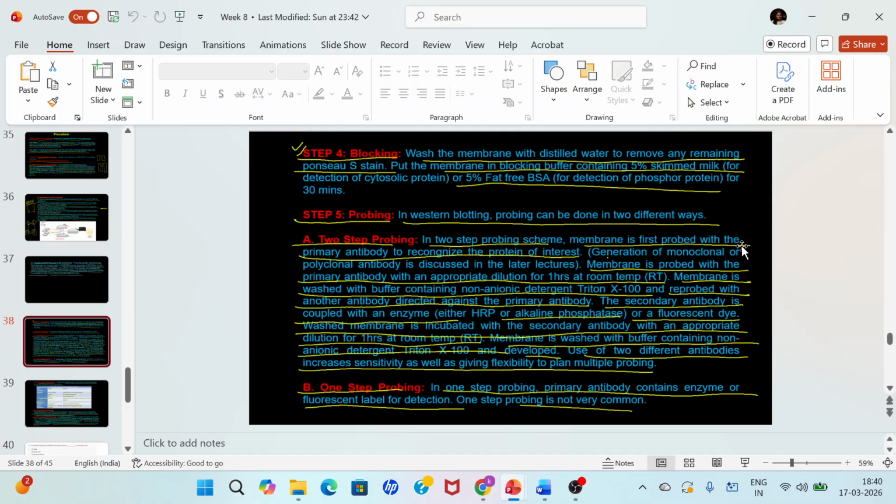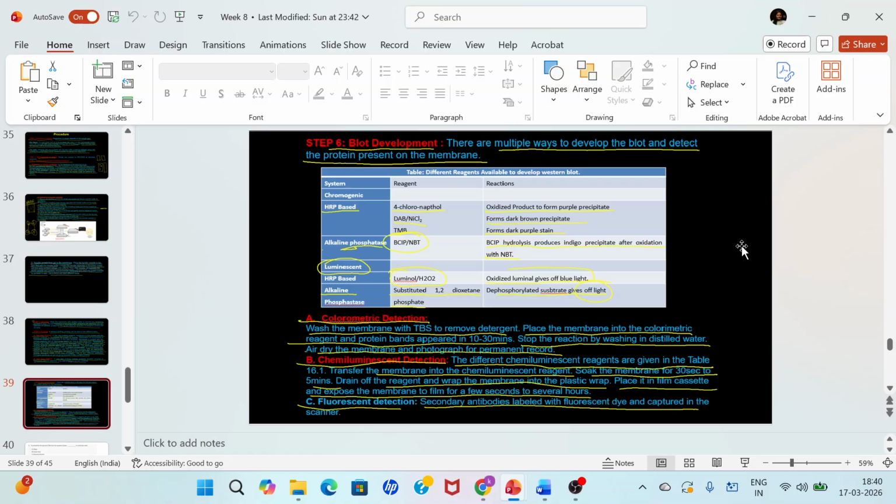After washing, the blot should be probed with the primary antibody. After probing with the primary antibody for nearly 1 hour, again the washing will be done. The excess antibody should be removed, and then it should be probed with a secondary antibody so that the detection part can be done easily. After that, the blot development will be done.